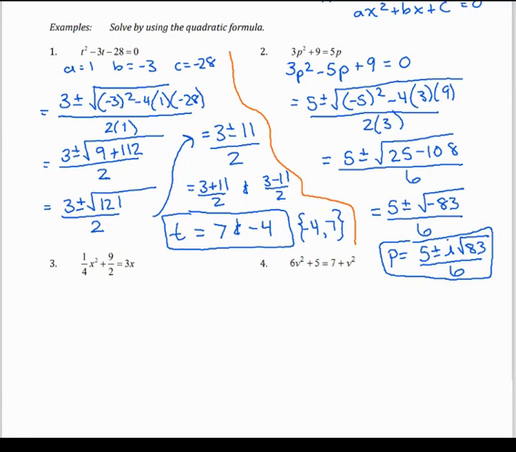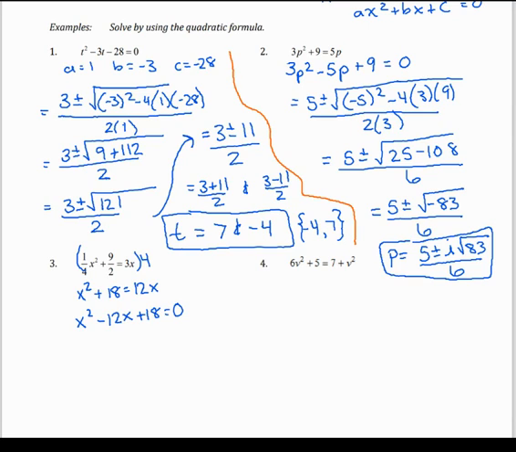On number 3, what I would do is clear those fractions. So I'm going to multiply by 4. That will give me x squared plus 18 equals 12x. Now be sure to put it into standard form. So x squared minus 12x plus 18 equals 0.